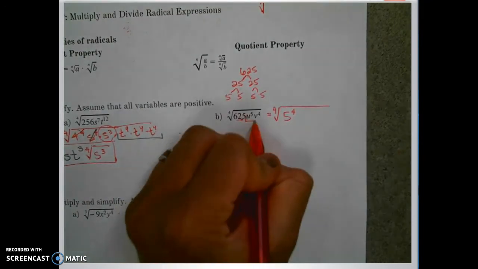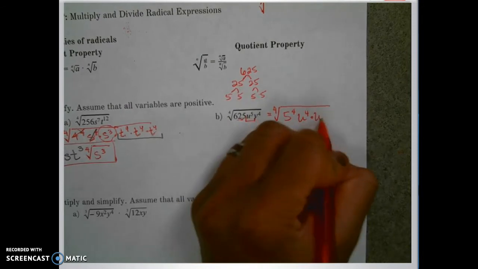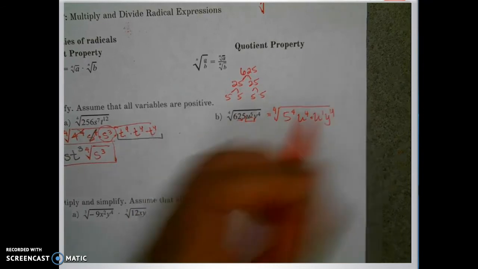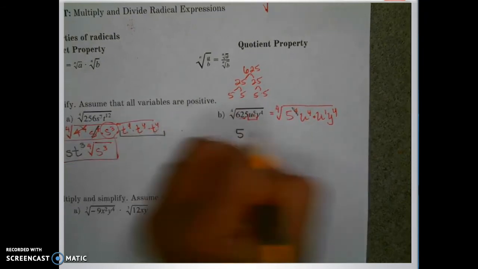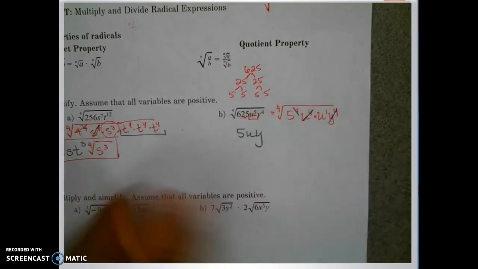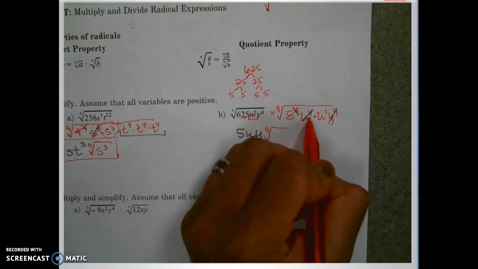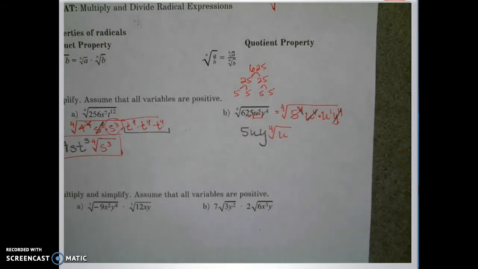Now I'm looking for perfect fourths. So it would be u to the 4th. But then how many would be left over? Just u. 4 plus 1, 5. I'm checking myself. And then y to the 4th is already a perfect 4th root. So this can come out as 5. I've got this one that can come out as u. And then I've got a y as well. And then my leftovers, 4th root of, well, the 5 is gone. I just have u to the 1st power, but I am not going to put that 1 up there. So 5uy times the 4th root of u. Perfect 4s is what we were looking for in that one.